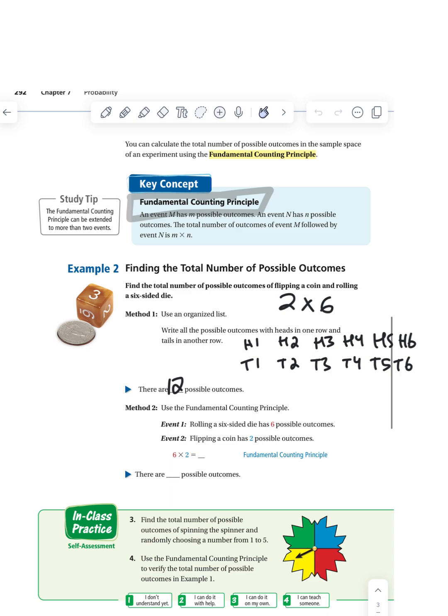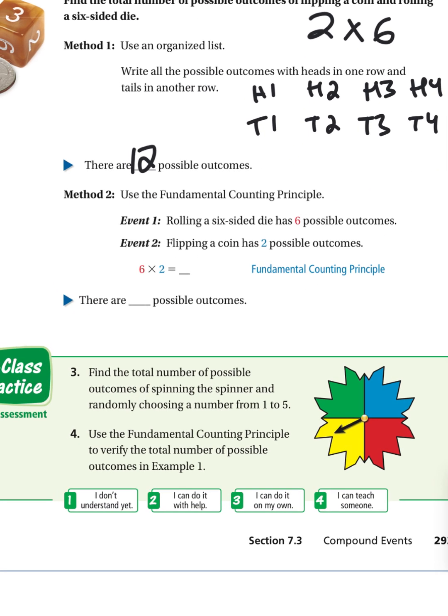All right. Pause the video, see if you can do number 3 and 4, and then play it back to see if you got it right. Number 3 says find the total number of possible outcomes of spinning the spinner and randomly choosing a number 1 to 5. 1 to 5 is 5 numbers. There are 4 outcomes on the spinner, so there should be 20 outcomes possible. Now that was using the fundamental counting principle, so we can skip 4. If you listed it out or did a sample space, you should have also got 20 total outcomes.